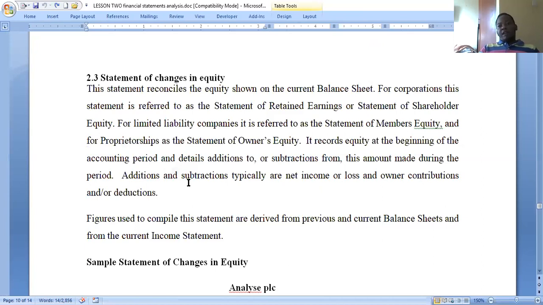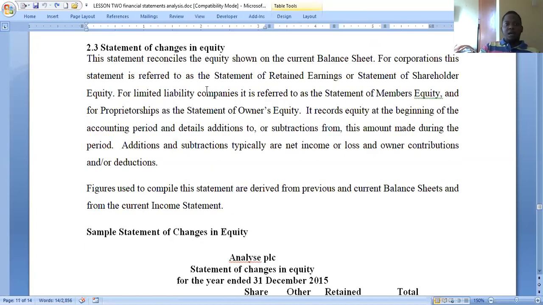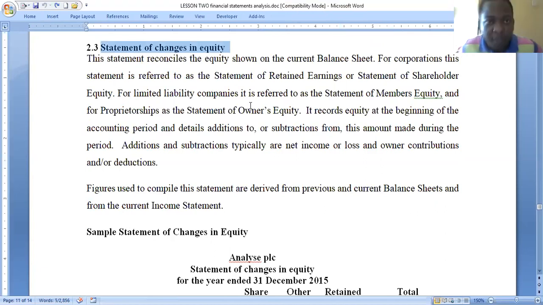Then we have another financial statement, in this case referred to as a statement of changes in equity. These are financial statements that show the items that affect the equity of a business, the items that increase the equity of a business. So equity, in most cases for a sole proprietorship trading, is affected by net profit and drawings.